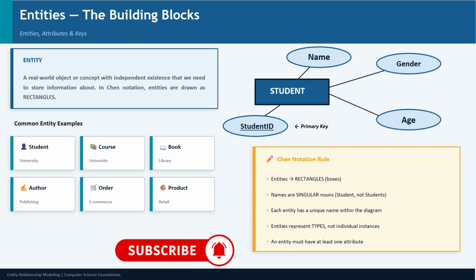Around that rectangle, you see ovals connected by lines. Those are the attributes, the properties that describe the entity. A few notation rules to remember: entity names are always singular nouns. Student, not students. Each entity must be unique within the diagram, and every entity needs at least one attribute.